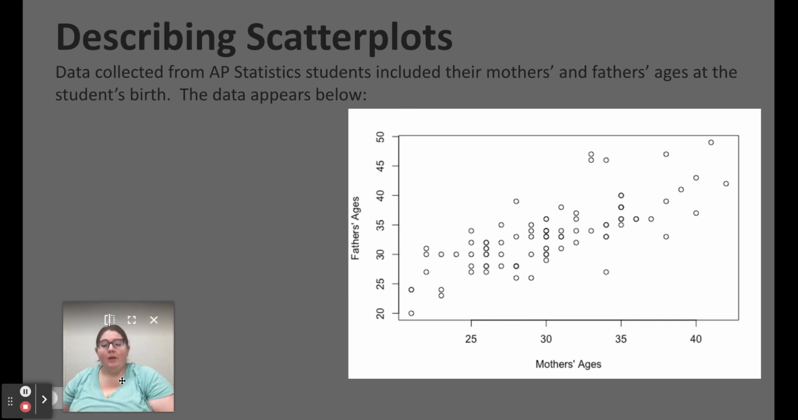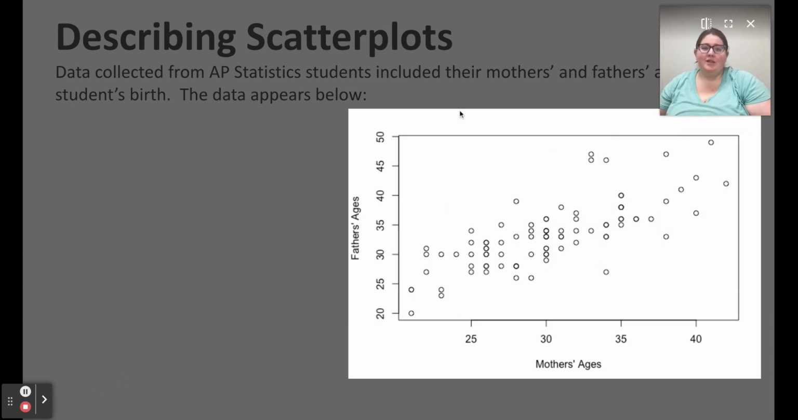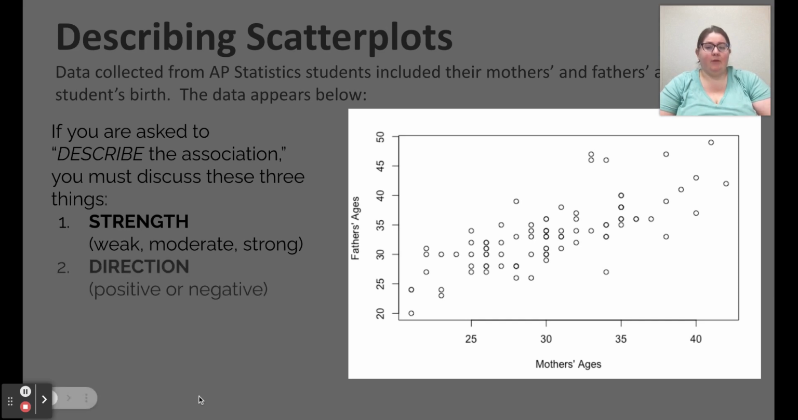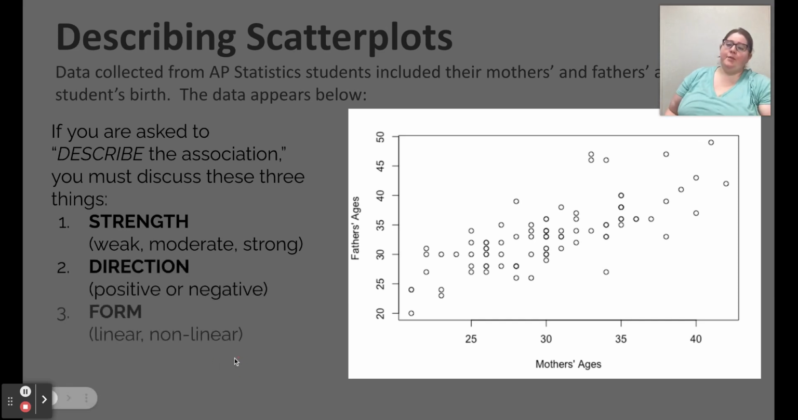So when we are looking at scatterplots, if you were asked to describe a scatterplot, there are three important things that we want to make sure to include. The first would be the strength. The second would be the direction, and the third would be the form.